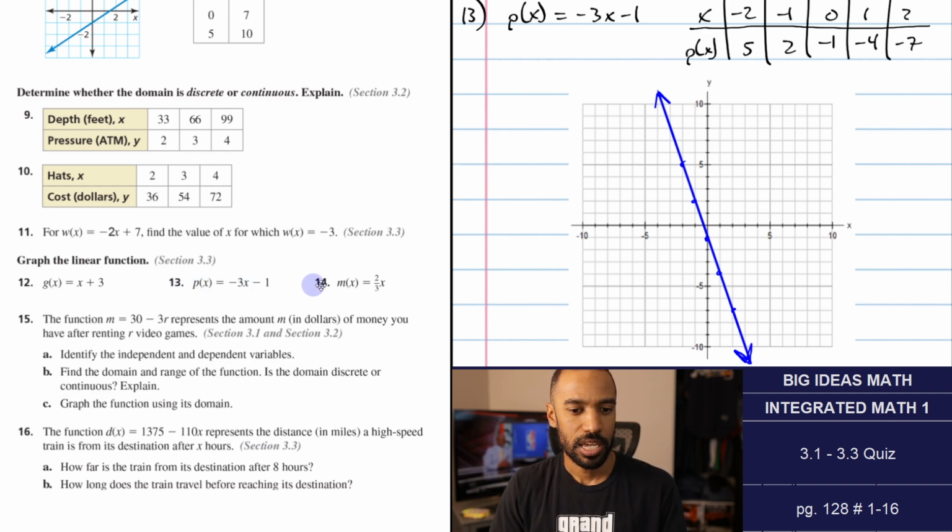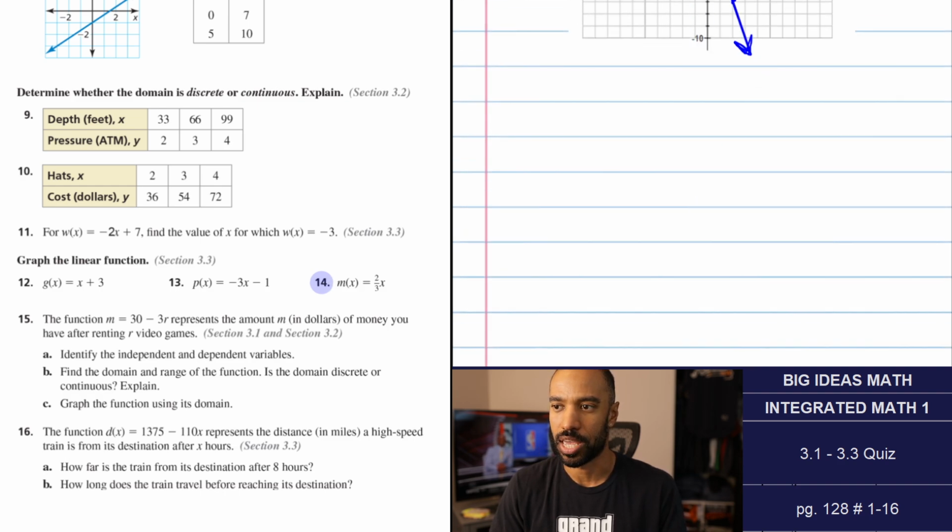Okay, number 14 has m of x equals 2/3 x. Now, I want to stress that all three of these equations actually take on that form y equals mx plus b. If you can keep in mind function notation, m of x, p of x, g of x, m of x, and p of x all mean y. However, this is all mx plus b.